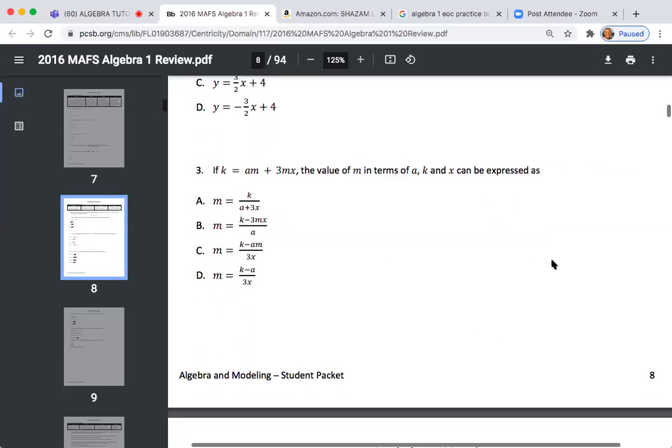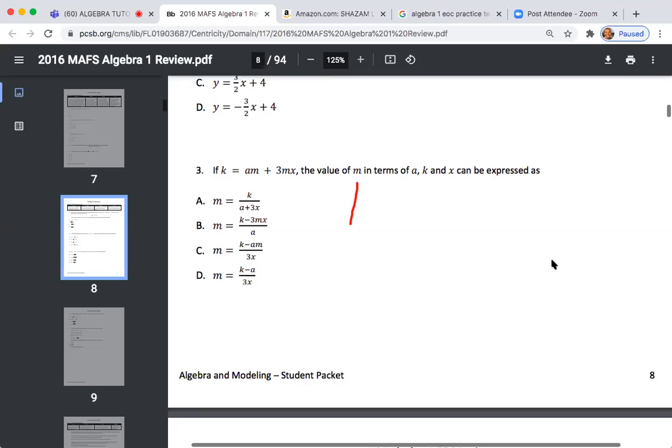Now, this one is a little harder. Since we're trying to solve for m, what do you notice? There's 2 m's in this problem. So we have to find a way to consolidate those 2 m's into a single m. So I'm going to help you out just a little bit with this one.